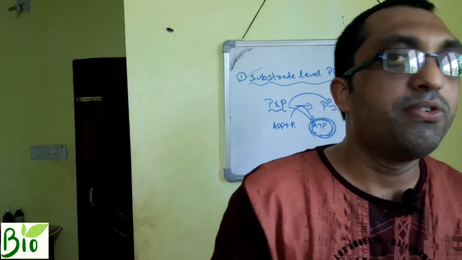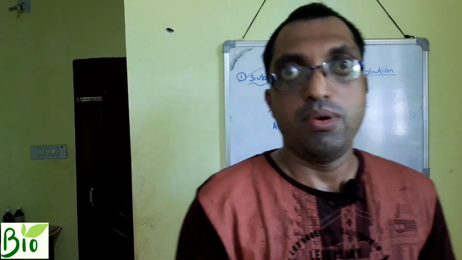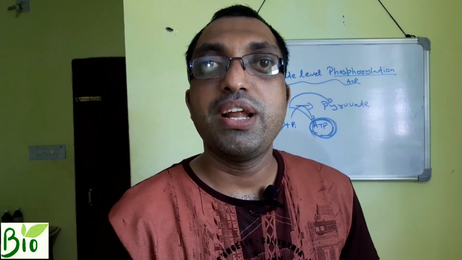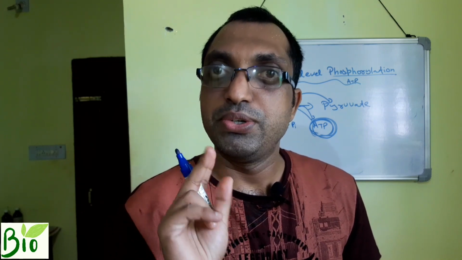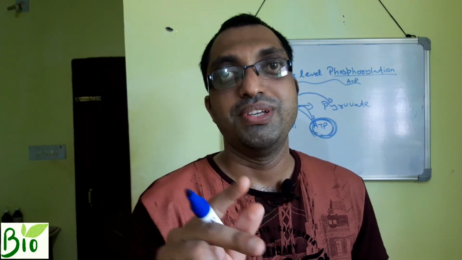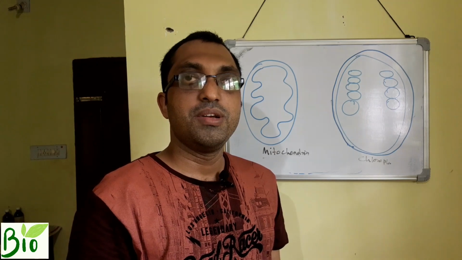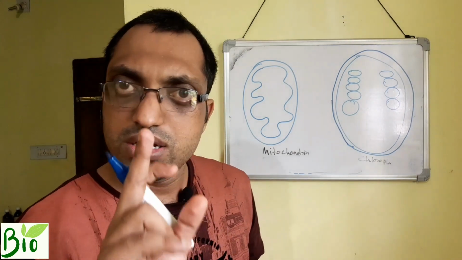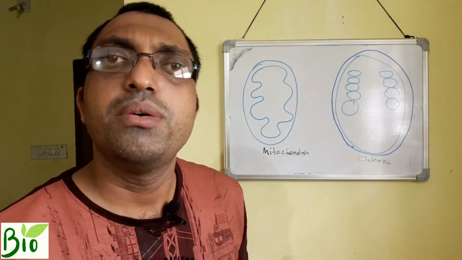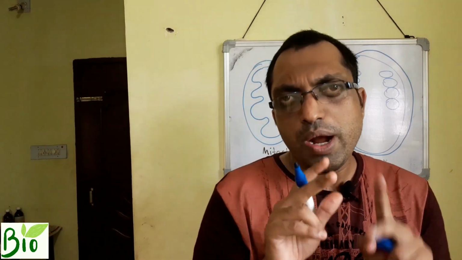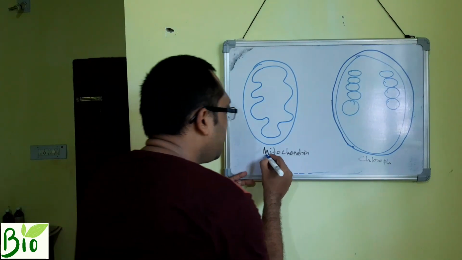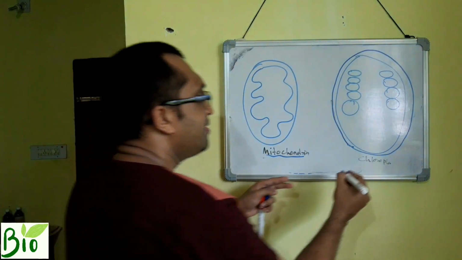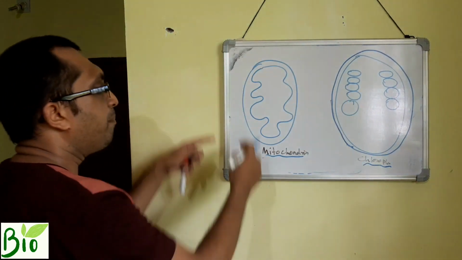Now we will go to the next two steps: oxidative phosphorylation and photophosphorylation. For that we need to draw two diagrams and know the structures of two organelles. This is your mitochondria and this is your chloroplast.